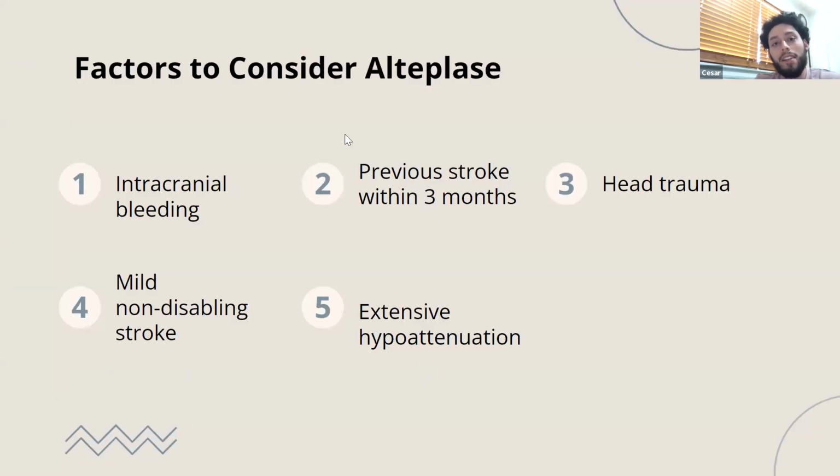All right, so these are the factors to consider for alteplase therapy. What makes a patient not eligible to take alteplase? If they have a history of bleeding in the brain, if they've had a previous stroke within the last 3 months, if they have had head trauma which resulted in bleeding, if they have a mild non-disabling stroke. Mild non-disabling, as I mentioned before when we went through the guidelines, they are not eligible for alteplase. If there's extensive hypoattenuation, what this means is that there's extensive or severe brain damage that's irreversible. So they are not eligible to take alteplase.